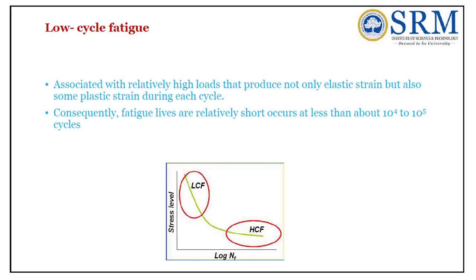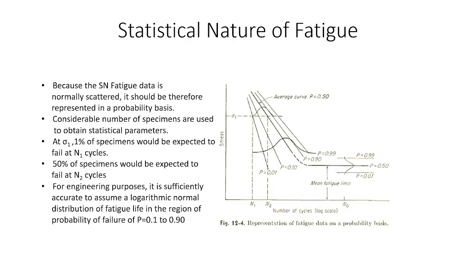Coming to low cycle fatigue, it is a relatively high load that produces not only elastic strain but also some plastic strain during each cycle. Consequently fatigue lives are relatively short, less than 10 power 4 to 10 power 5 cycles. So at high stress level and low number of cycles, below 10 power 4 to 10 power 5 cycles, low cycle fatigue is predominant. This is the statistical nature of fatigue. Because the SN fatigue data is normally scattered, it should be represented on a probability basis.